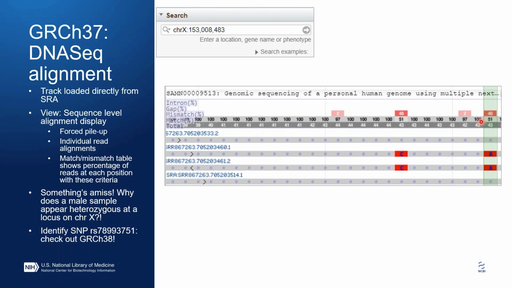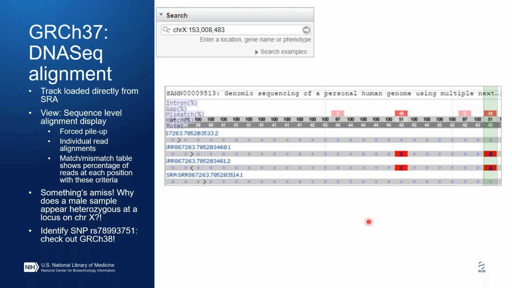Why is this a problem? Well, the sample that I'm looking at here is a male, which means that they only have one copy of the X chromosome. So genetically, they shouldn't be having two different alleles at this location. They should be hemizygous. So the fact that I'm seeing two different bases represented at about a 50-50 distribution tells me that something is not quite right.